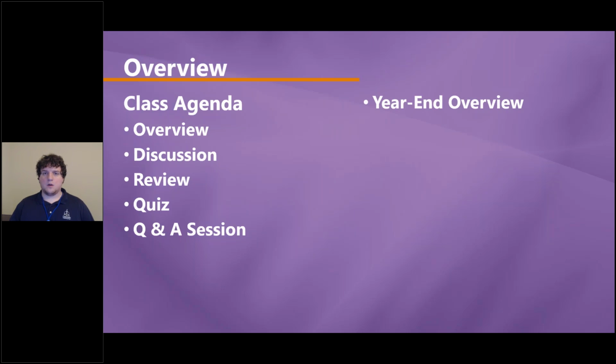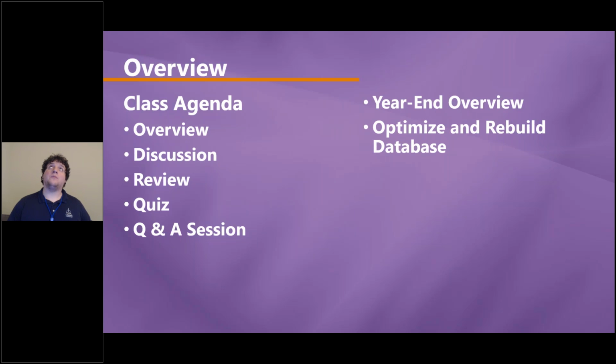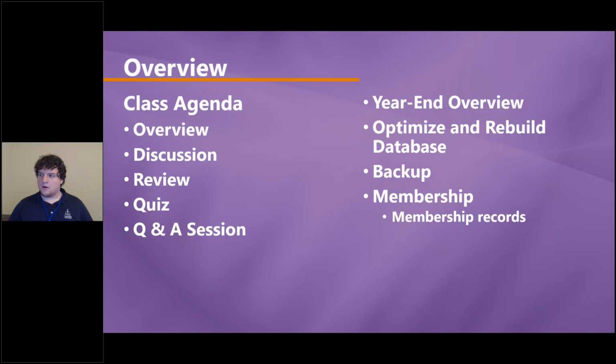Okay, so what are we actually covering? We're going to be doing a year-end overview. We're mostly going to be focusing on the membership module, and we're going to talk about optimizing and rebuilding your database. This is a regular maintenance utility we ask you to run inside of Shepherd Staff. It helps keep things running smoothly, so we'll cover that first. And we'll talk about backing up your database, which is a very important part of doing your year-end. Then we're going to look in the membership module and talk about updating your membership records, statistical reports, and running the archival and cleanup utility. Just a few things to keep your data running smooth.